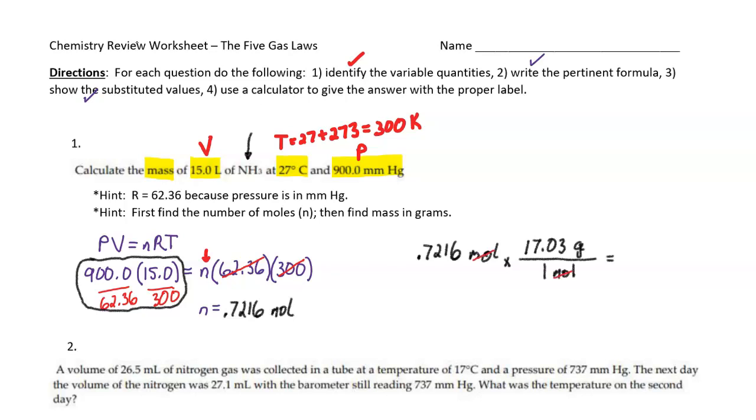These labels will cross-cancel. The label that remains will be grams. So on the calculator, we have this last multiplication to do. The result is 12.3 grams.